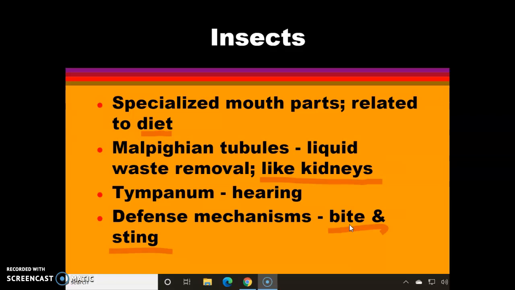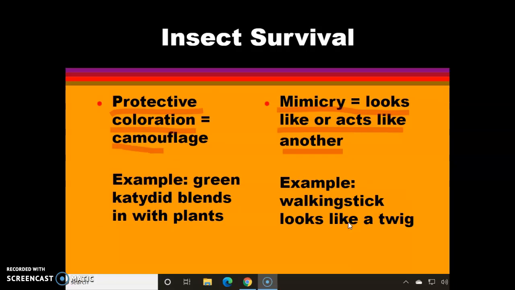And defense mechanisms, of course, is the bite and sting. And also under defense mechanisms, I want you to put camouflage and mimicry. Sometimes they look like other things, like the walking stick looks like a twig. And with the coloration, a lot of animals blend in with plants that they're around.